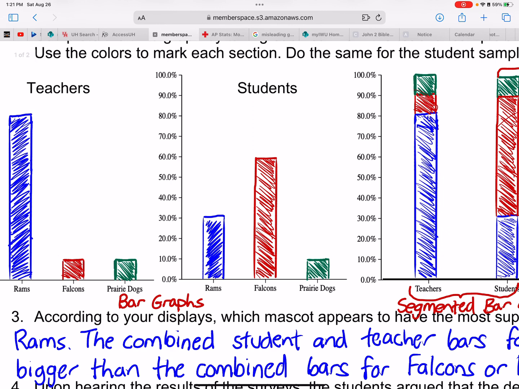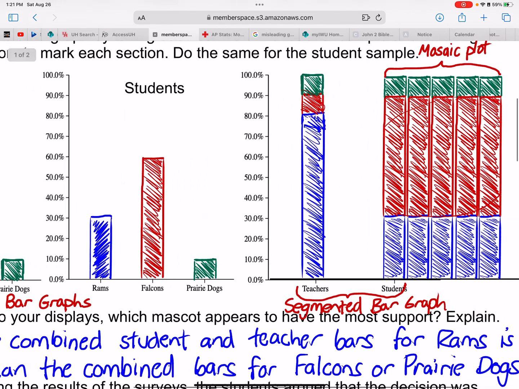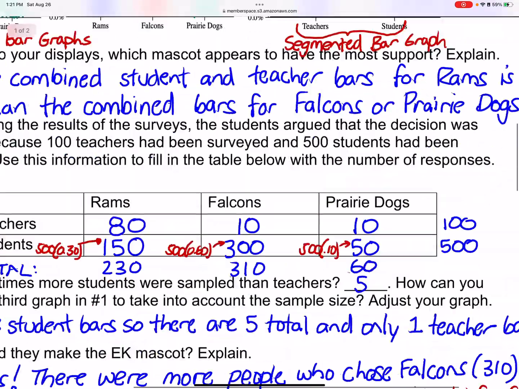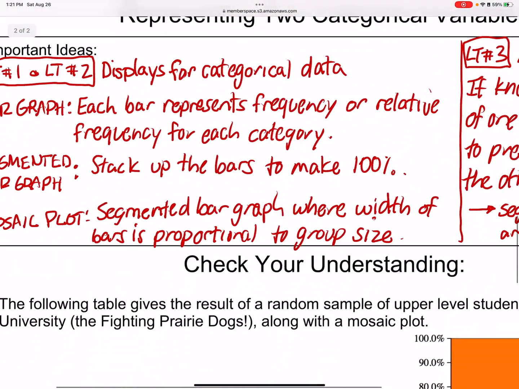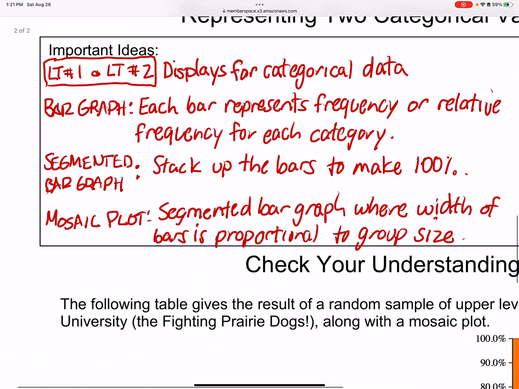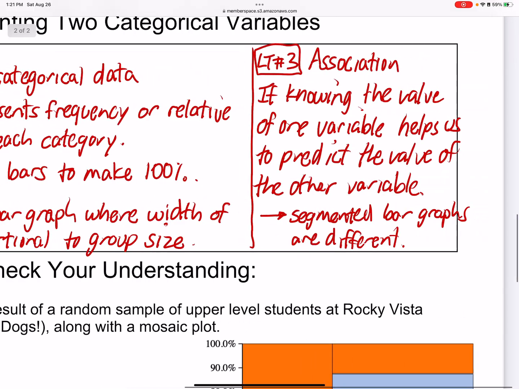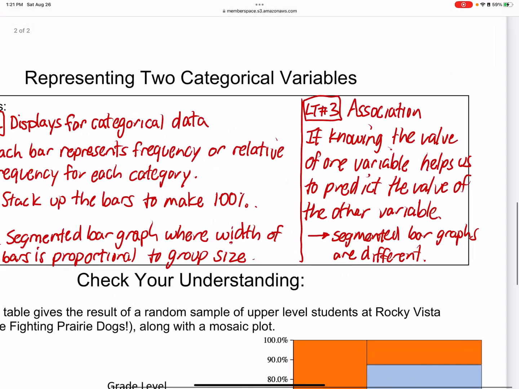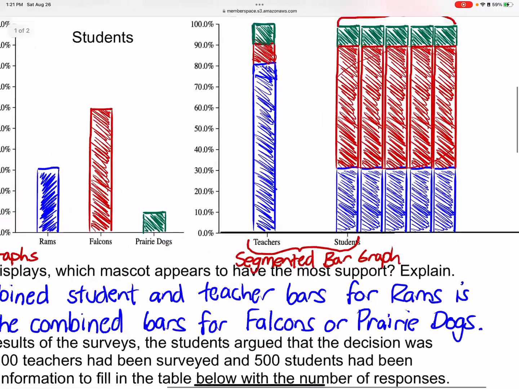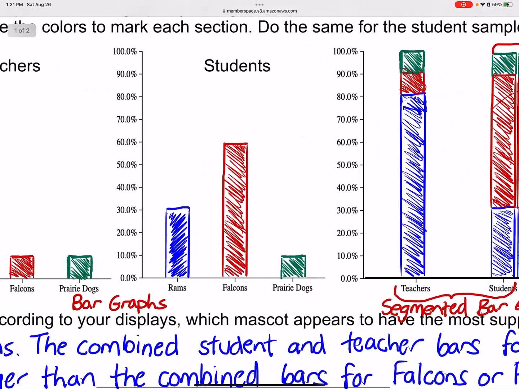The one on the right. Then I made the mosaic plot, which is obviously a segmented bar graph, all stacked up, but also the width regarding the population. The association, remember, let's look at if there's an association. Is there an association? Let's look at the segmented bar graph. Just look at that part here.